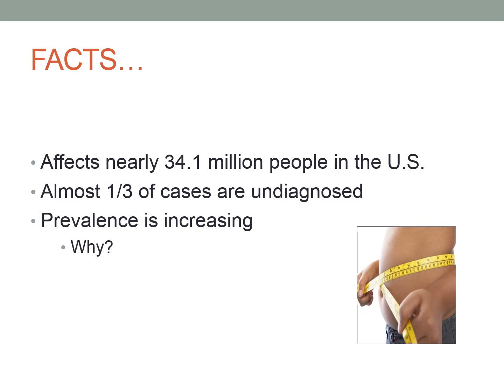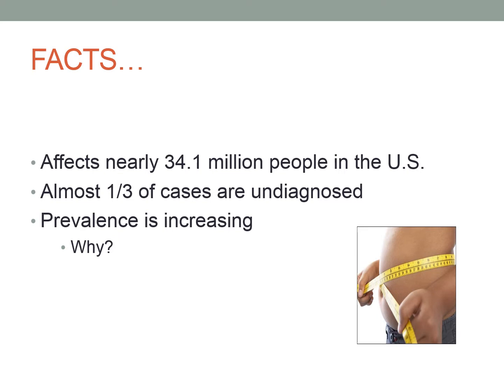Hospitalization rates for people with diabetes are 2.4 times greater in adults. And what we're seeing with our diabetic patients is that prevalence is increasing. And the reason for this is that we're starting to see type 2 diabetes affect children and teens.